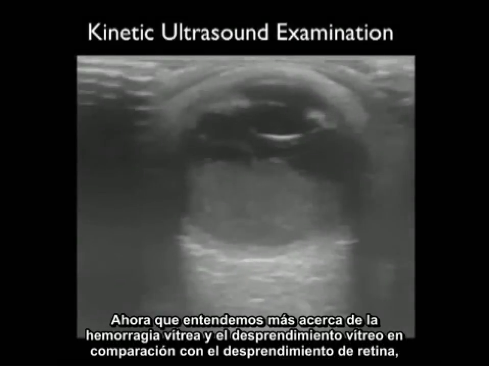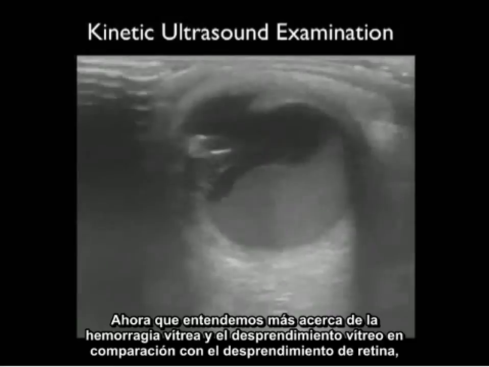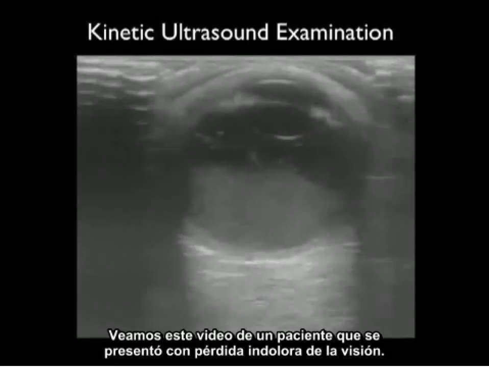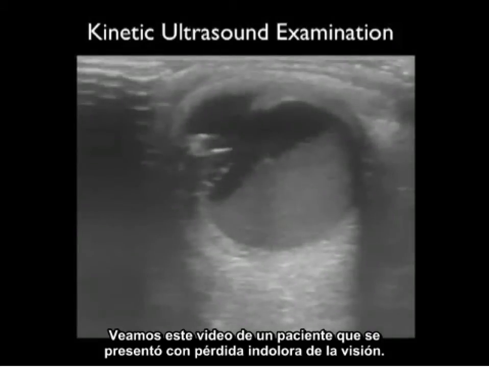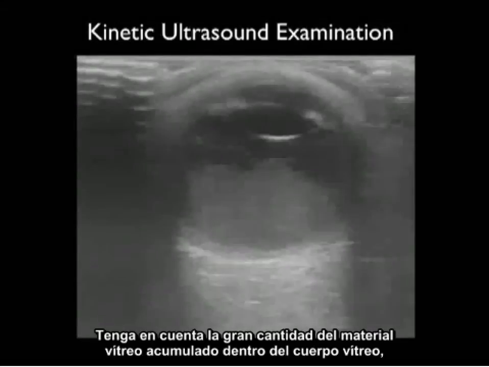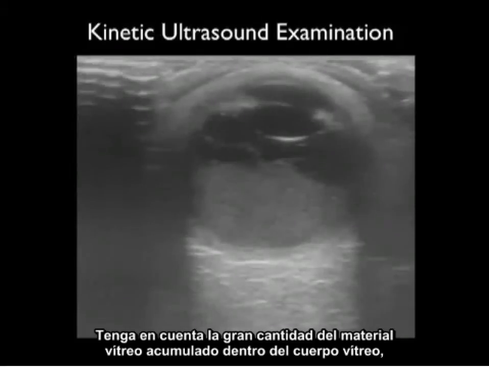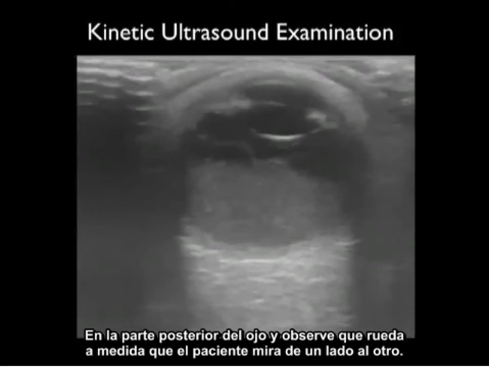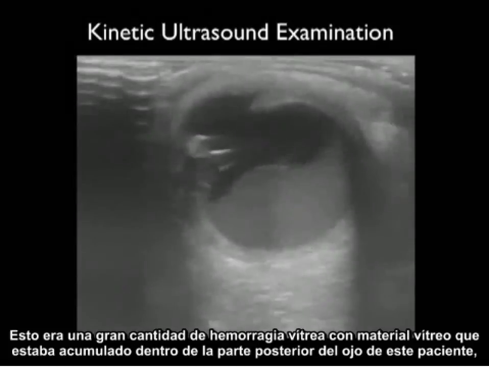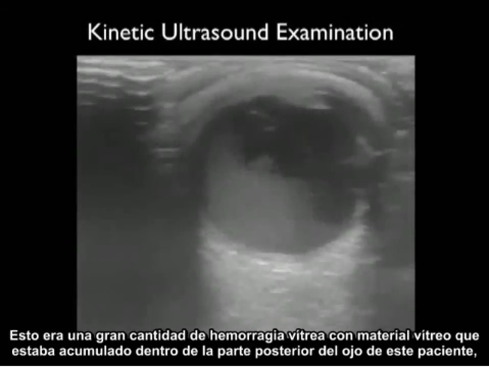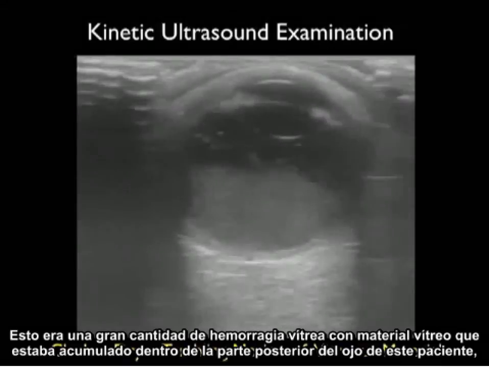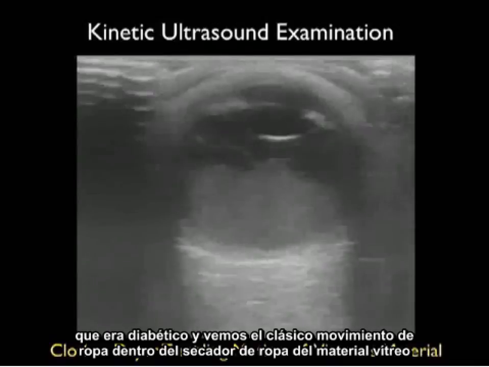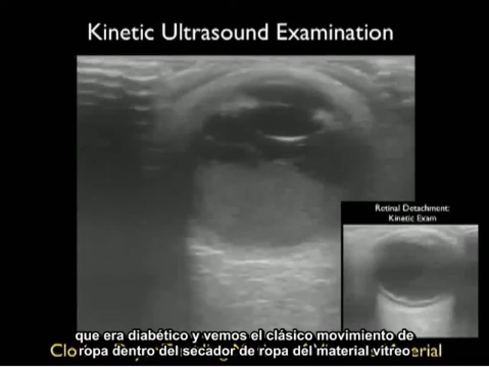Now that we understand more about vitreous hemorrhage and vitreous detachment in comparison to retinal detachment, let's take a look at this video clip from a patient who presented with painless loss of vision. Note the huge amount of vitreous material that's accumulated within the vitreous body, the posterior aspect of the eye. And notice that it tumbles around as the patient looks from side to side. So this was a huge amount of vitreous hemorrhage, vitreous material that accumulated within the back of the eye of this patient who was a diabetic. And notice the classic clothes dryer tumbling motion of this vitreous material.